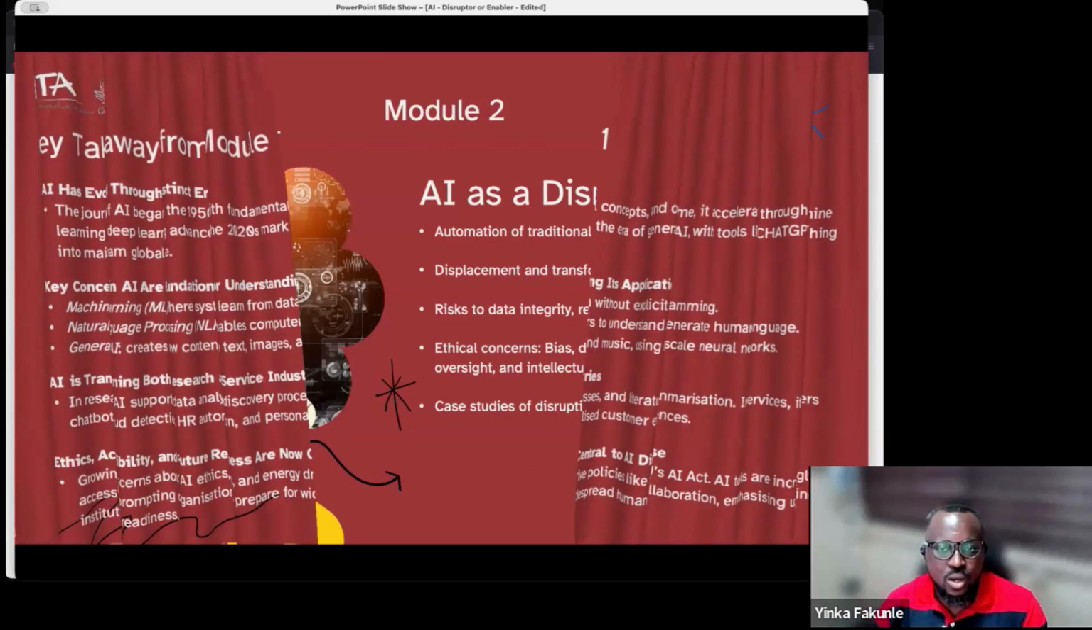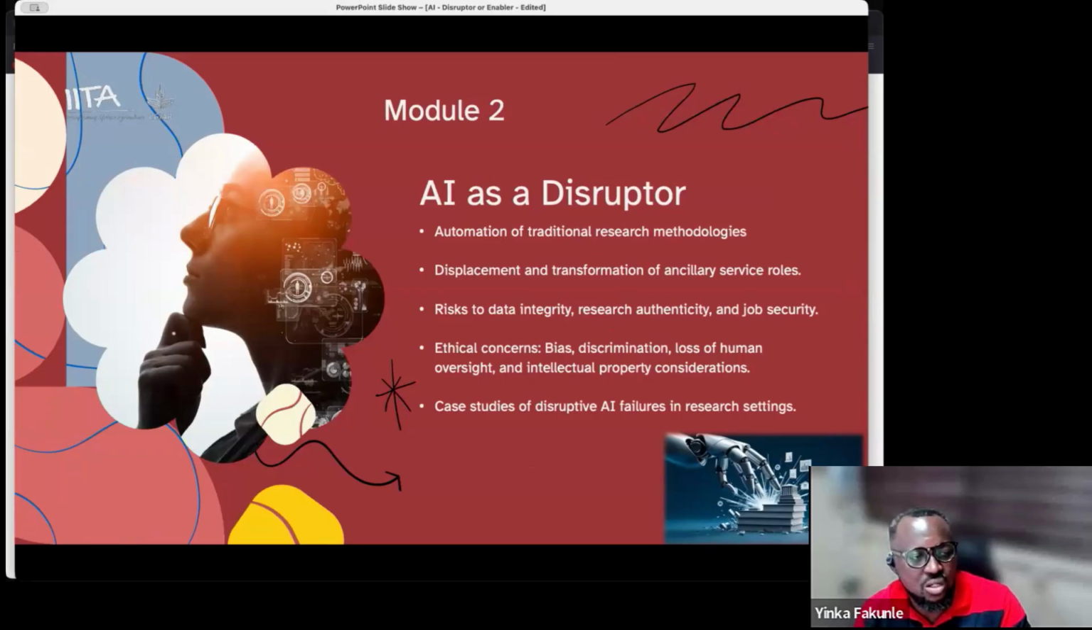In this module, we'll explore how AI can disrupt traditional workflows and roles. AI as a disruptor actually means it's changing how we do research and support work in fundamental ways. We will look at how AI automates research tasks, how it is displacing or changing support roles, the risks it comes with in terms of data integrity and trust in research, and then the ethical concerns that arise. We will also see some cautionary tales, some real life examples of AI initiatives gone wrong.